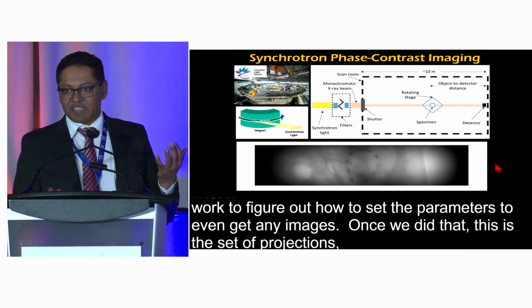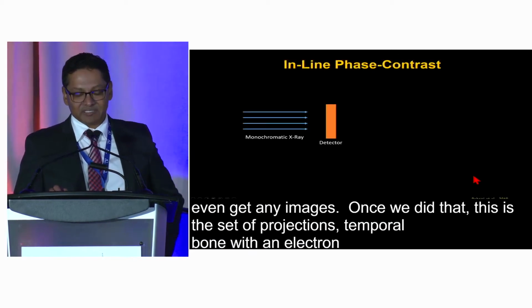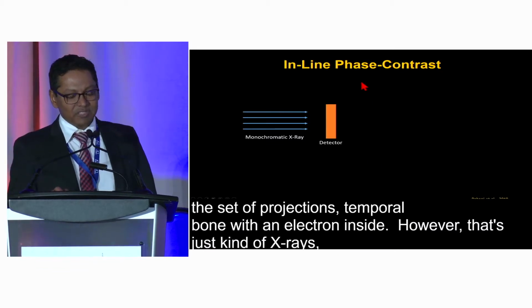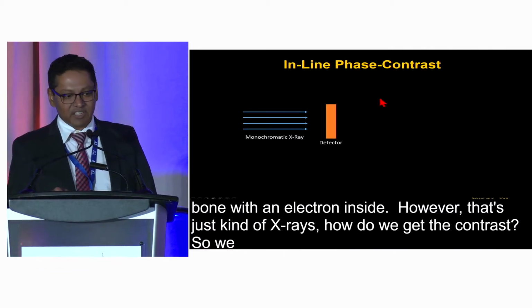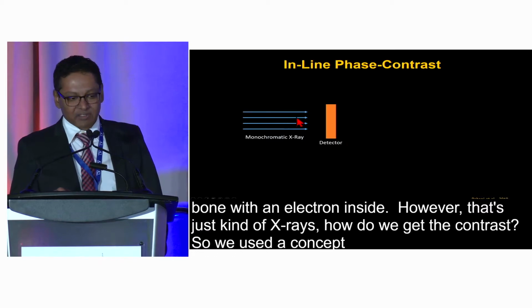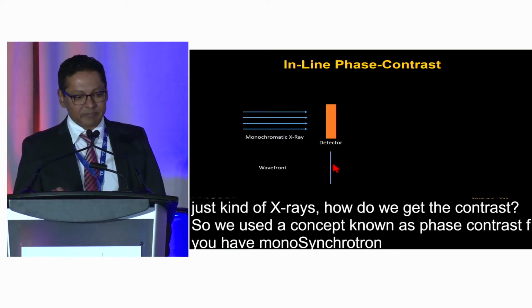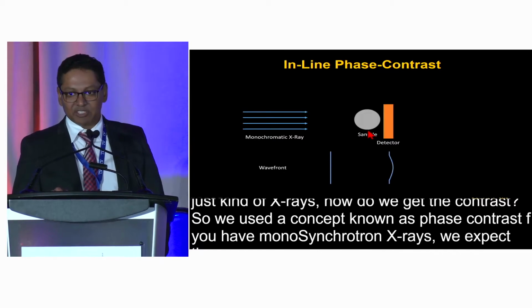However, that's just kind of x-rays. So how do we get the contrast? We used a concept known as phase contrast. If we have monochromatic x-rays hitting a detector, we'd expect them to all hit at the same time. Now, if we stick a sample in the middle, two things happen.